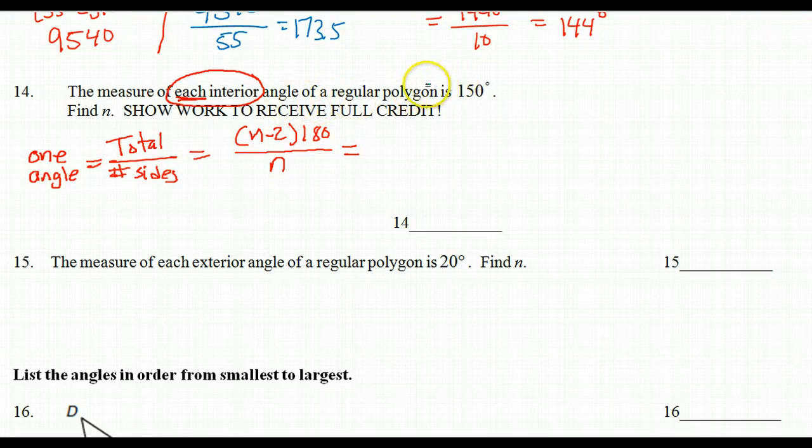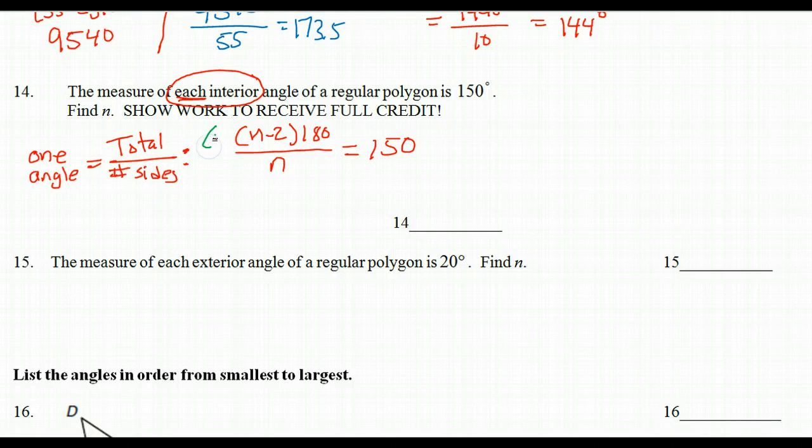But there's one thing I do know. This time we're being told that each angle is 150. So, in other words, one angle is 150. So this whole expression should equal one angle. This is the expression for one angle, so it should equal 150. So it's just a matter of solving this equation. Just to make it more clear, I'll put a colon here. So we just need to solve this equation. How do we solve it? I'm going to show you two ways to do it.